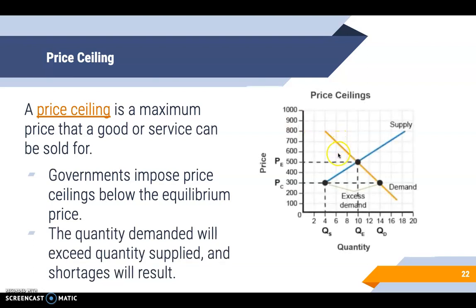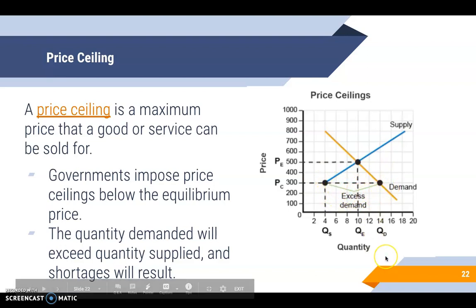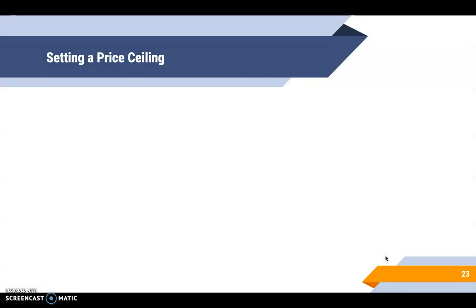So here's an example, okay? So this is the amount that is being demanded. This is the amount that is being supplied. Because we have excess demand, we have shortages, okay? And we'll talk you through this on the next slide and give you an example. So here's an example of a price ceiling in the United States. Rent control here in the US.